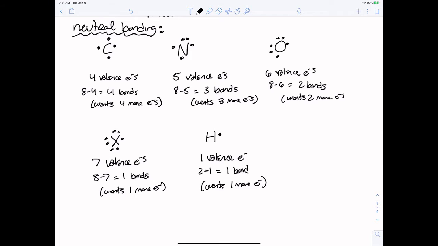And phosphorus is right under nitrogen in the periodic table. Remember, atoms in the same group have similar properties. So phosphorus also has 5 valence electrons, 3 bonds. And then sulfur is right under oxygen. So also 6 valence electrons, wants 2 bonds, right? We could add that to it.